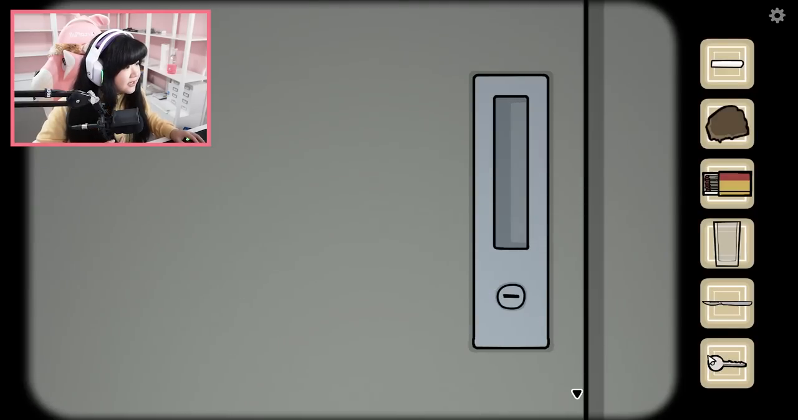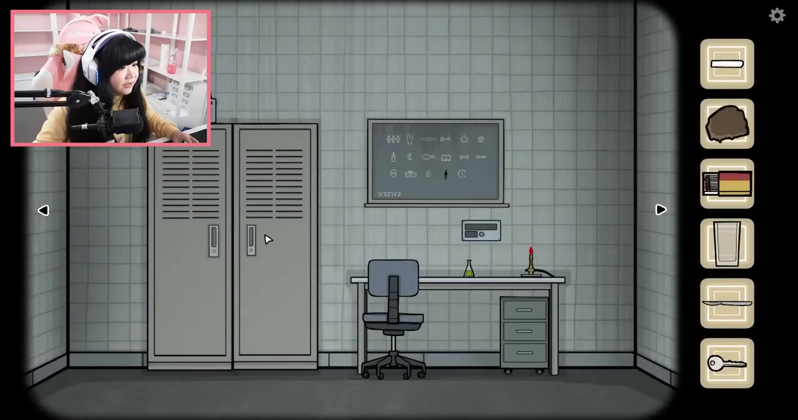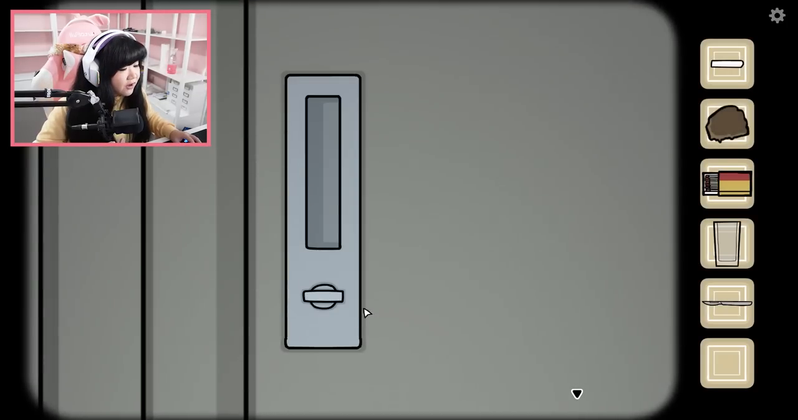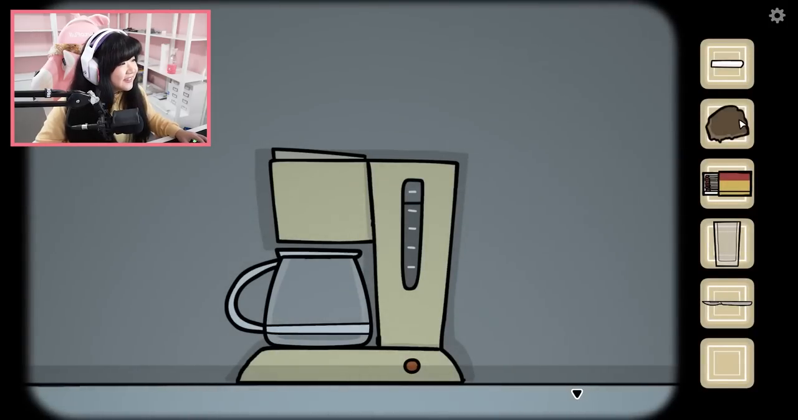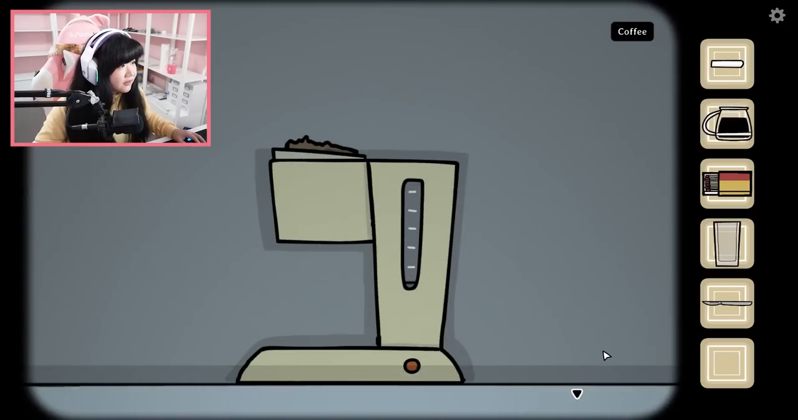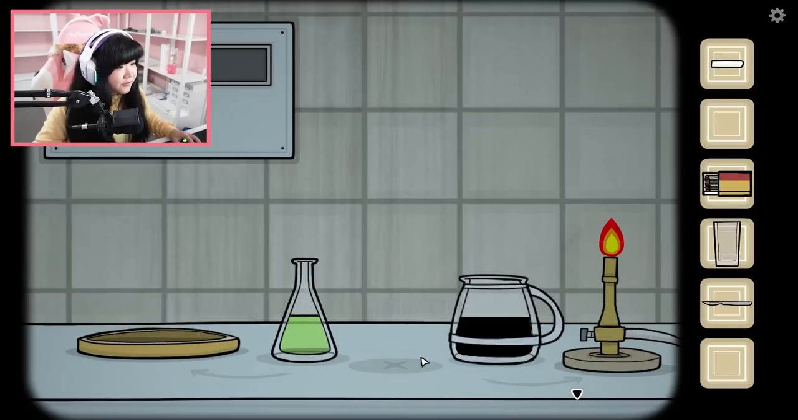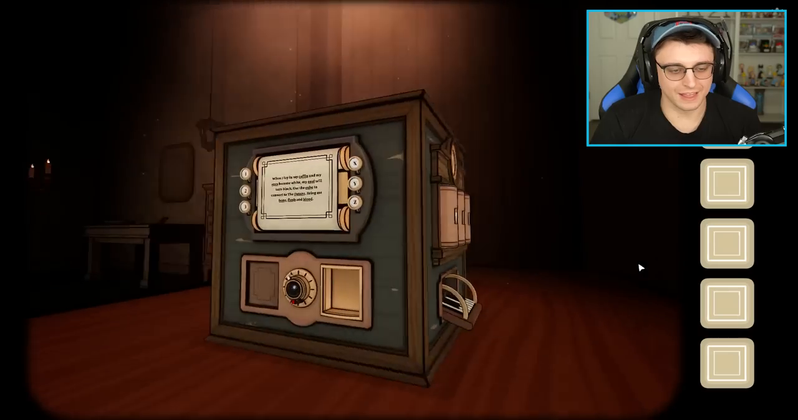So let's see what this key opens. Not that one. Maybe one of these will have a coffee pot. That's okay. And yes! Okay, now I have a coffee pot. So let's put coffee here. Oh, I got coffee. Coffee is missing. So where do I put coffee? Water missing. Okay, I am doing this, babe.